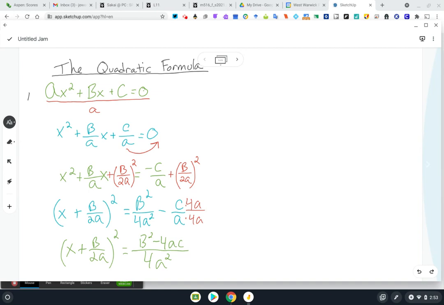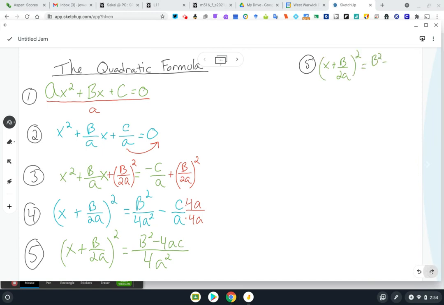All right. So let's neaten up our steps here. So we have 5 steps. And now we're going to come up to this upper right-hand corner of the screen. So let's rewrite step 5. And let's take the square root of both sides.